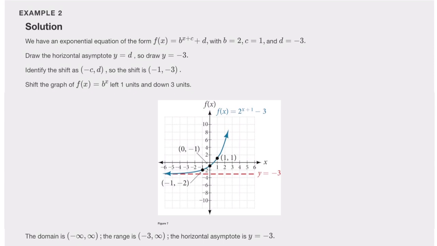I've never seen the shift drawn that way, but that's fine. So the domain is all reals, the range is -3 to infinity, and the horizontal asymptote is y equals -3. Yeah, we got the same stuff.